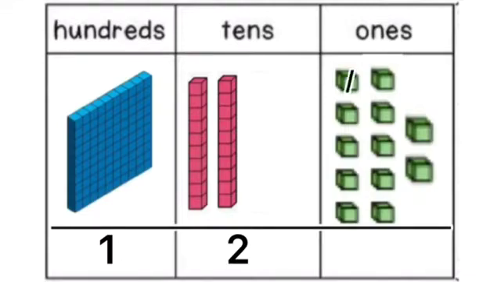Now subtract 1, 2, 3, 4, 5, 6, 7, 8 and 9 ones from 12 ones. Students, now count the remaining blocks. 1, 2 and 3. Yes, the remaining blocks are 3 ones. And the answer will be 123. Students, you can also solve this question like this.